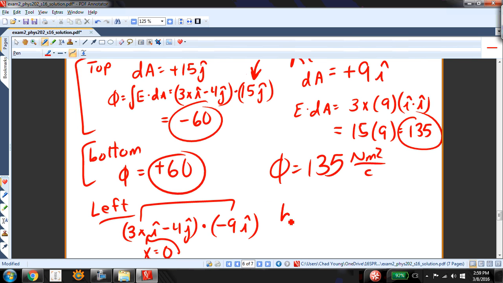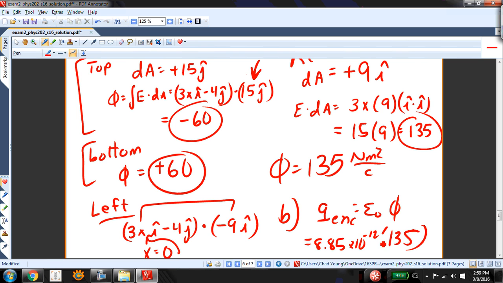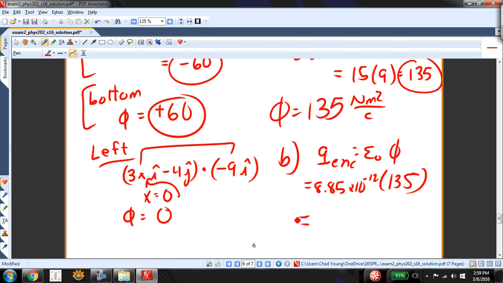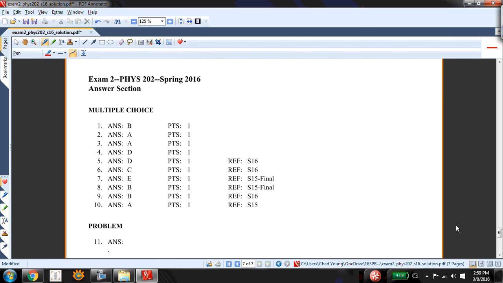Now, part B, pretty simple. Once I have the flux, Q enclosed is just epsilon naught times phi, 8.85 times 10 to the minus 12 times 135. And you get the charge that's enclosed inside that Gaussian surface as 1.19 times 10 to the minus 9 coulombs, or 1.2 nanocoulombs. There's multiple choice answers. That's the end.